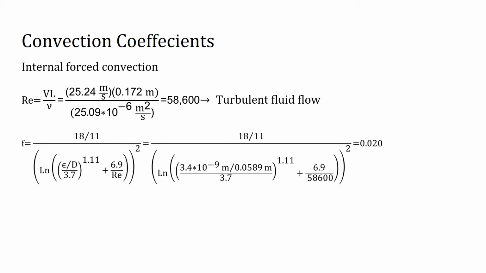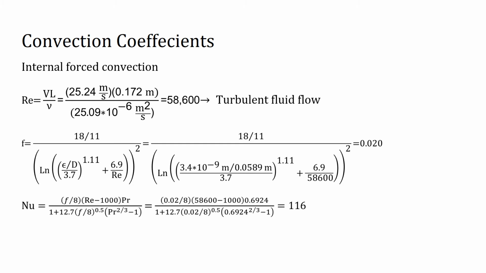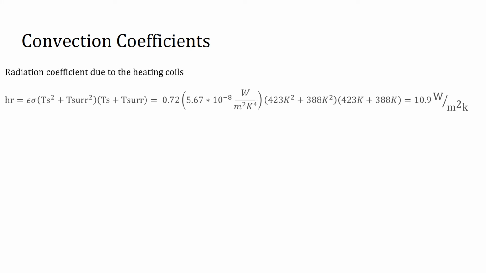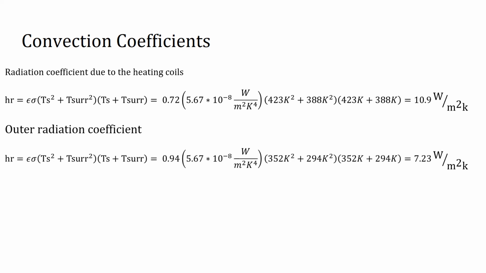Using the roughness surface of the mica, the friction factor can be found and used for calculating the Nusselt number for the cylinder. This leads to a Nusselt correlation that will result in a convection coefficient for the internal forced convection. This value determined also correlates with Table 1.1 as shown in this picture. The inner and outer radiation coefficients can be determined with the properties of the nichrome and the plastic, along with their respective temperatures shown here.